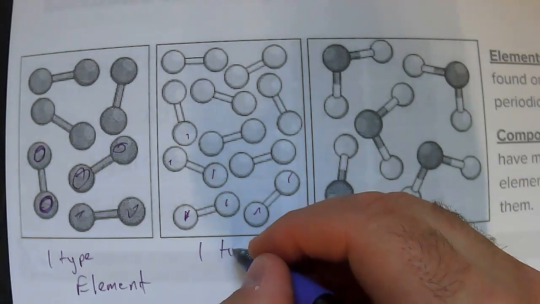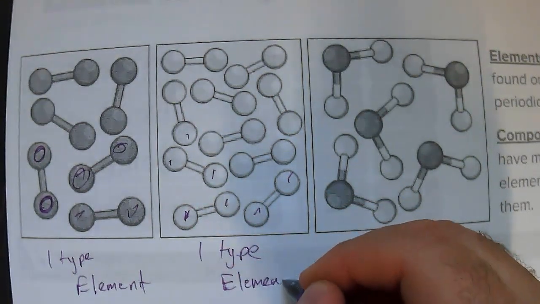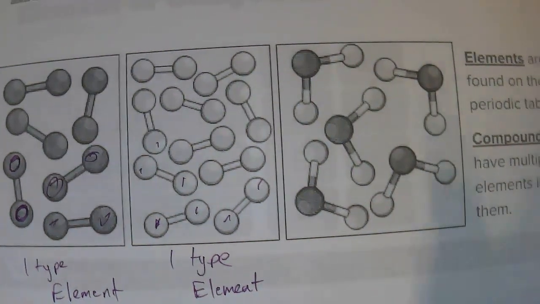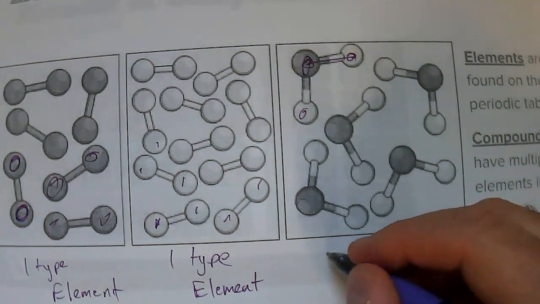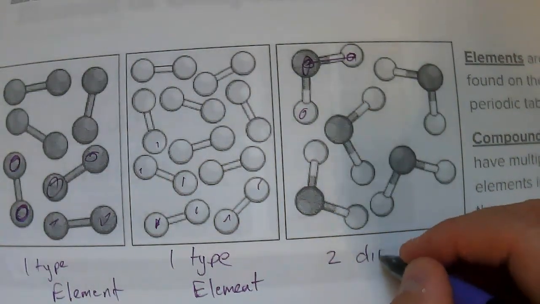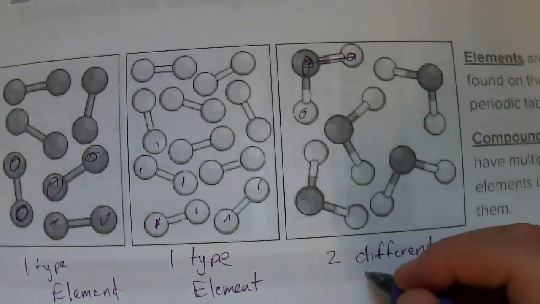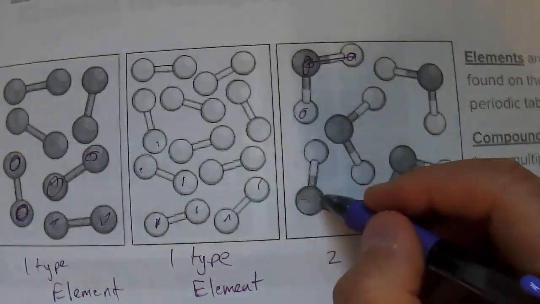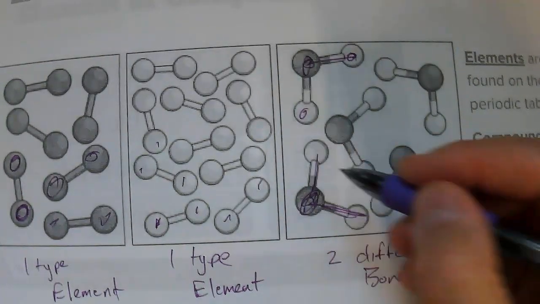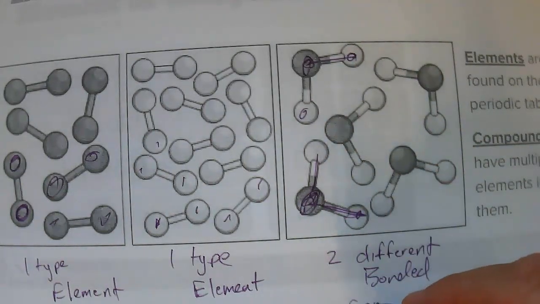This is one type. And so this still is an element. But now if you look here, we take this and we bond it together with a different type. So these are two different elements, but they are bonded together. So we have this darker element bonded to this lighter element. So this is a compound.